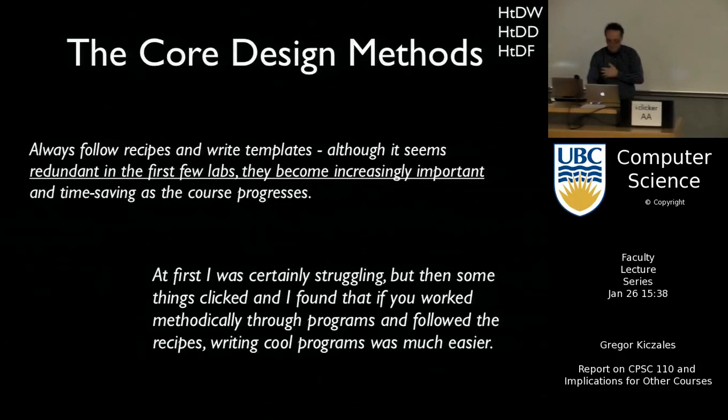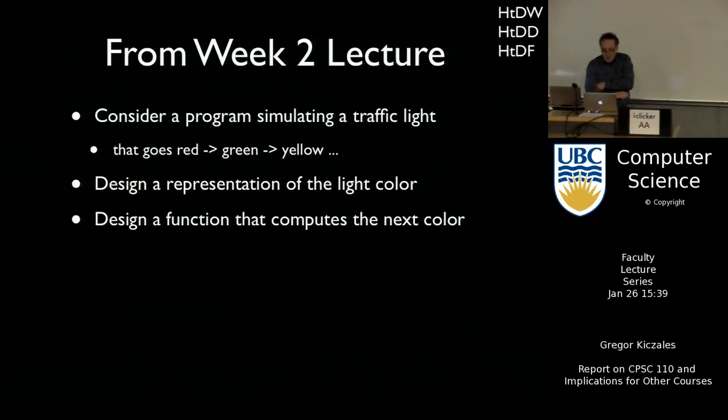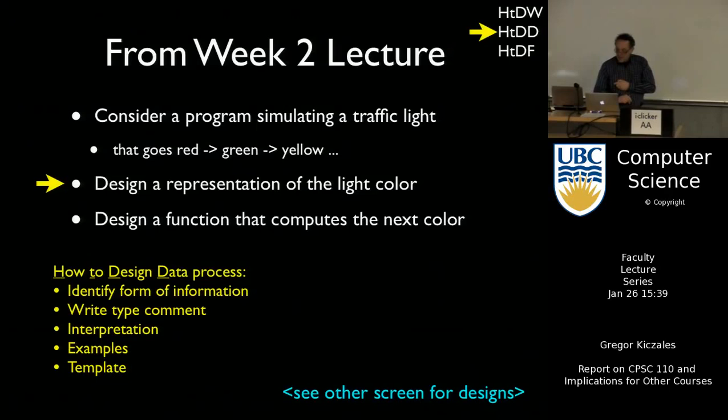So consider a program that's simulating a simple traffic light. So the light goes red, green, yellow. We don't use sort of Vancouver's killer traffic lights that flash. So what we've got to do first is design a representation of the light color. In order to do that, we're going to use a design method called how to design data. And in these slides, I'll be constantly trying to remind you which method we're on. We're going to start with how to design data, and here's how it works.